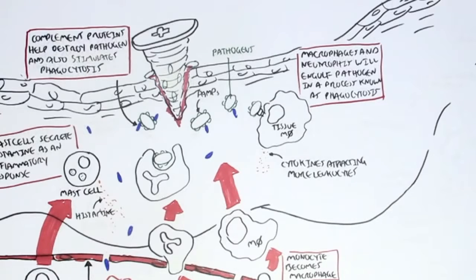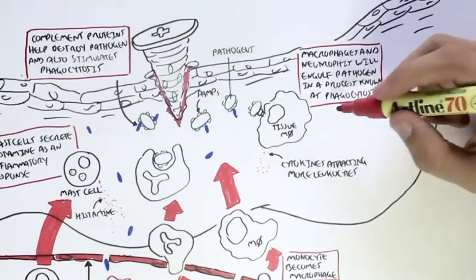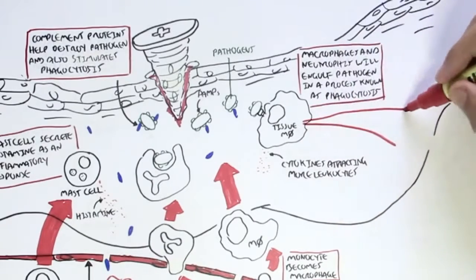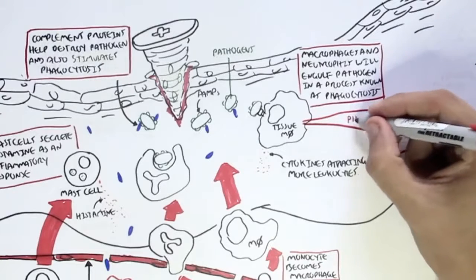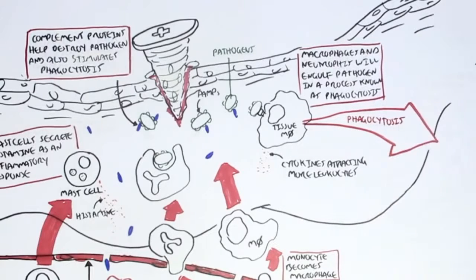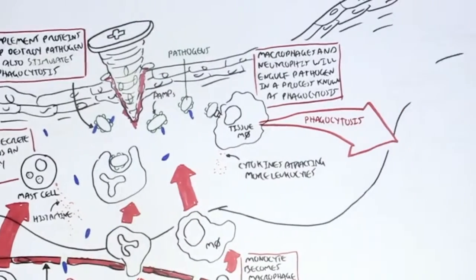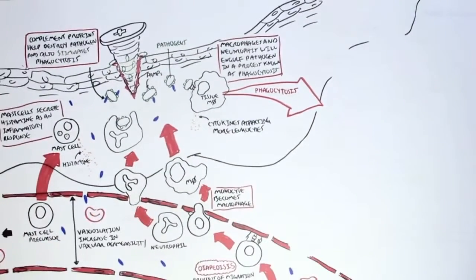Now, what is phagocytosis? The neutrophil and the macrophage do this. Let's have a closer look at the tissue macrophage phagocytizing a pathogen, because a tissue macrophage plays a critical role in that once it phagocytizes a pathogen, it will secrete cytokines to recruit more immune cells. So what happens?